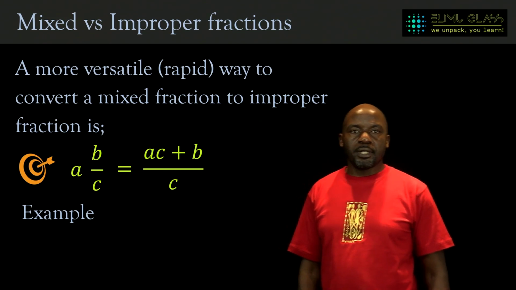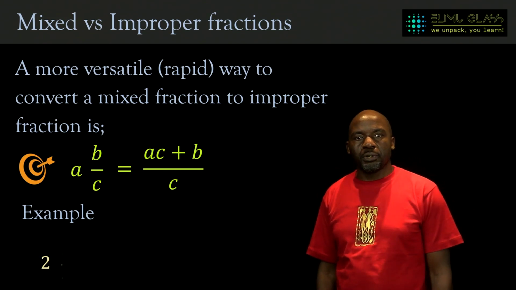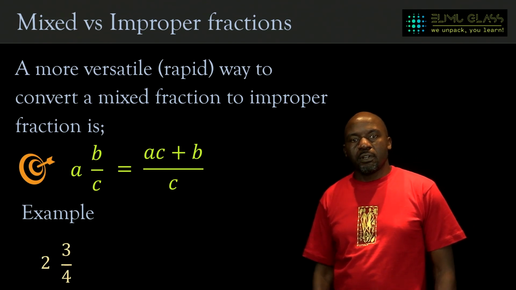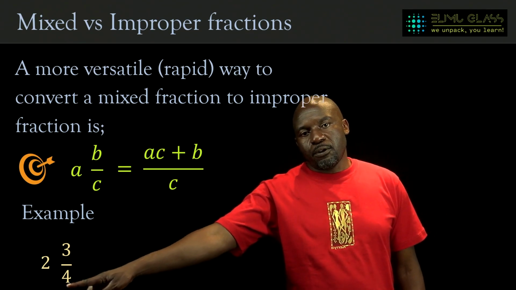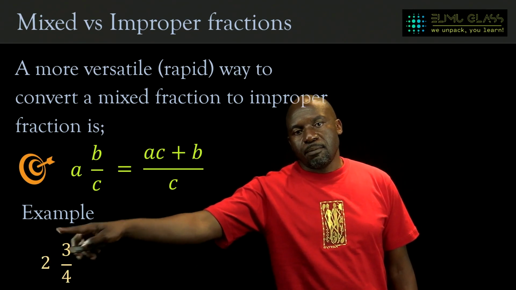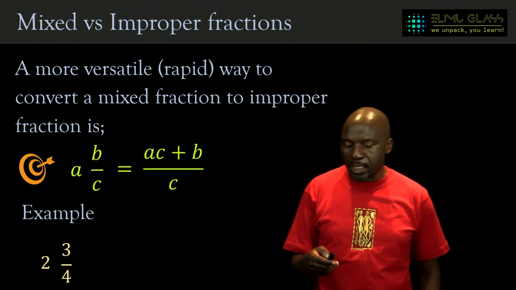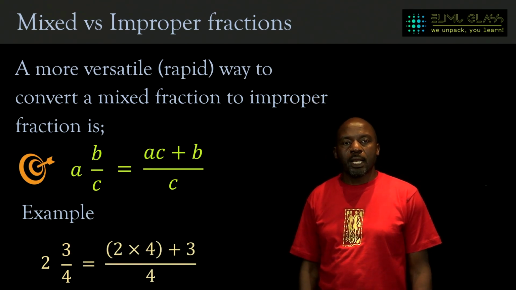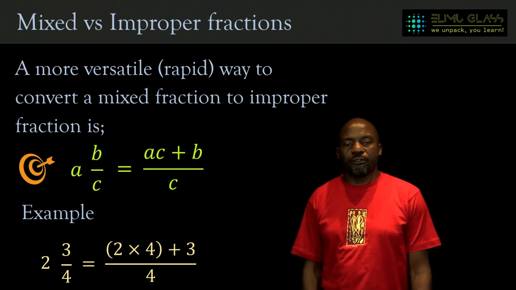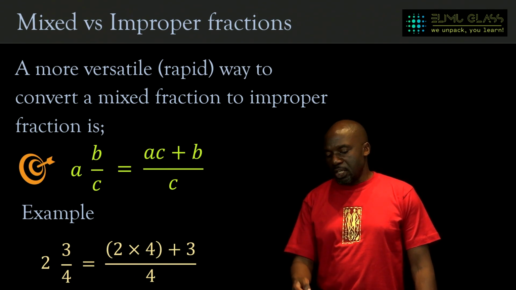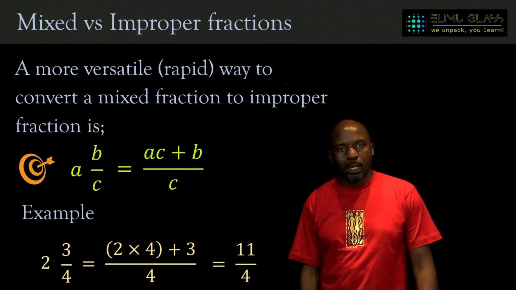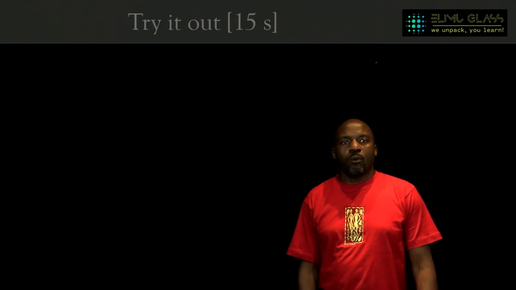Okay, here's an example. If we have 2 and 3 over 4, then we just say 4 times 2, which is 8, plus 3, which is 11, and 11 we divide by that denominator, which is 4. Okay, like that. It's a quick way of converting a mixed fraction into an improper fraction. Right. What else is left?